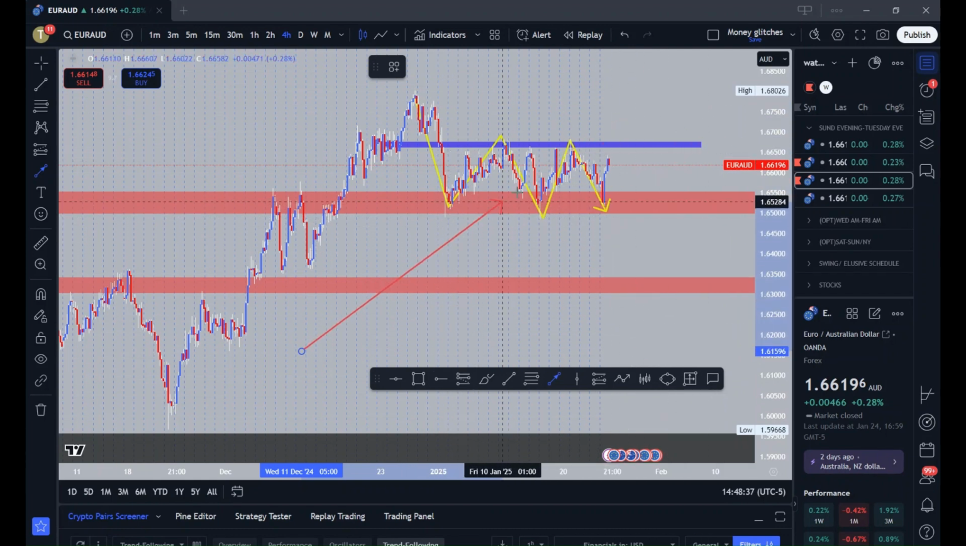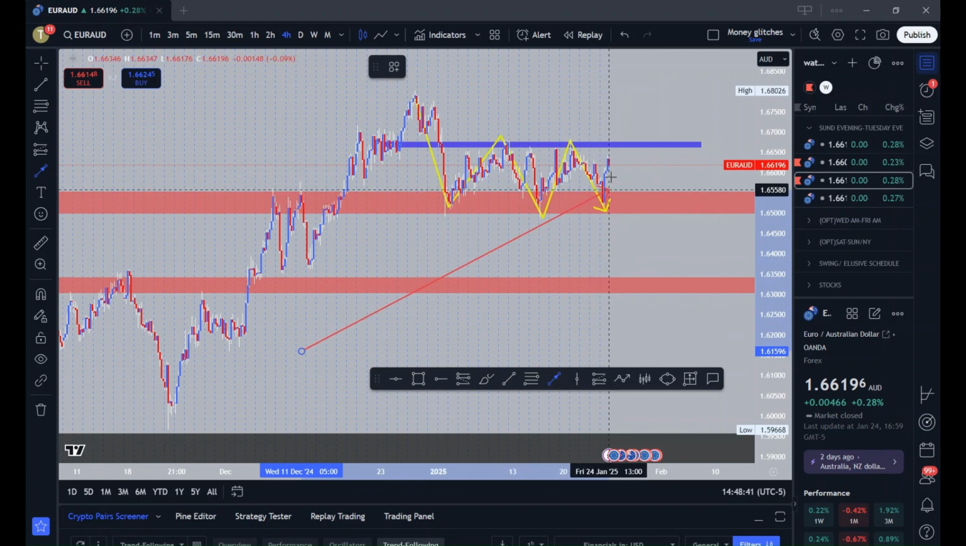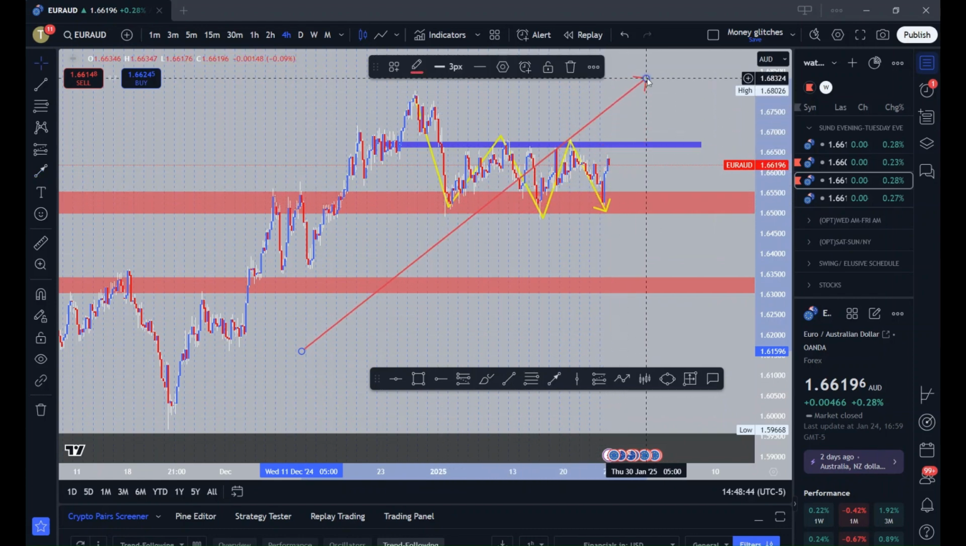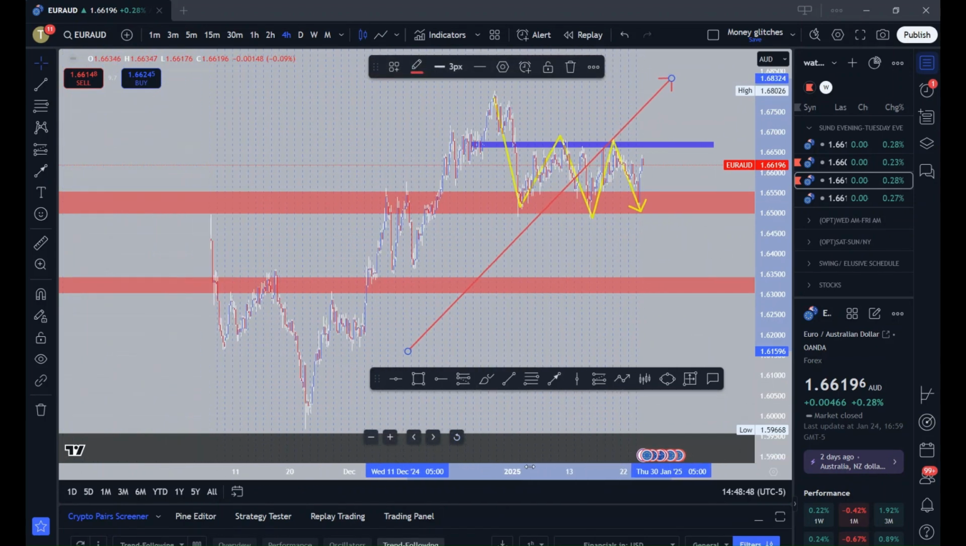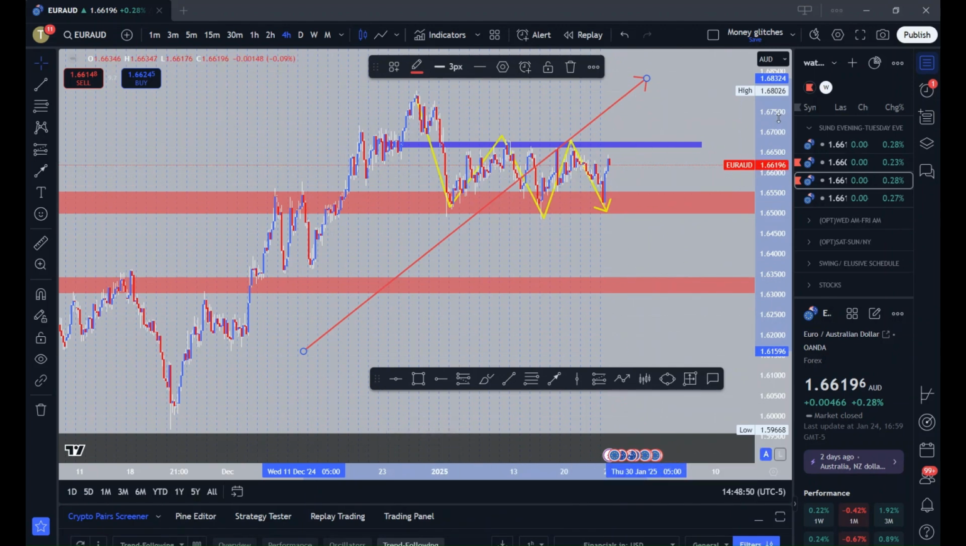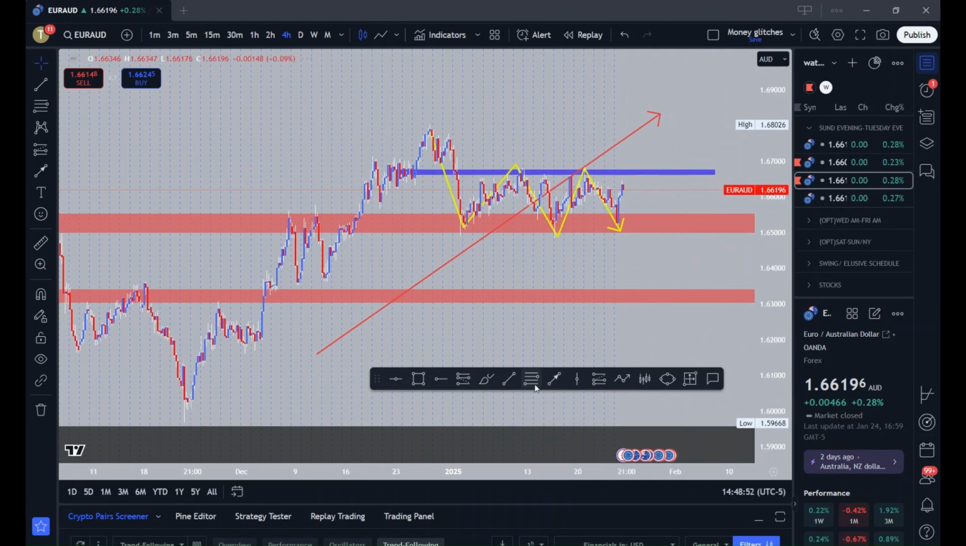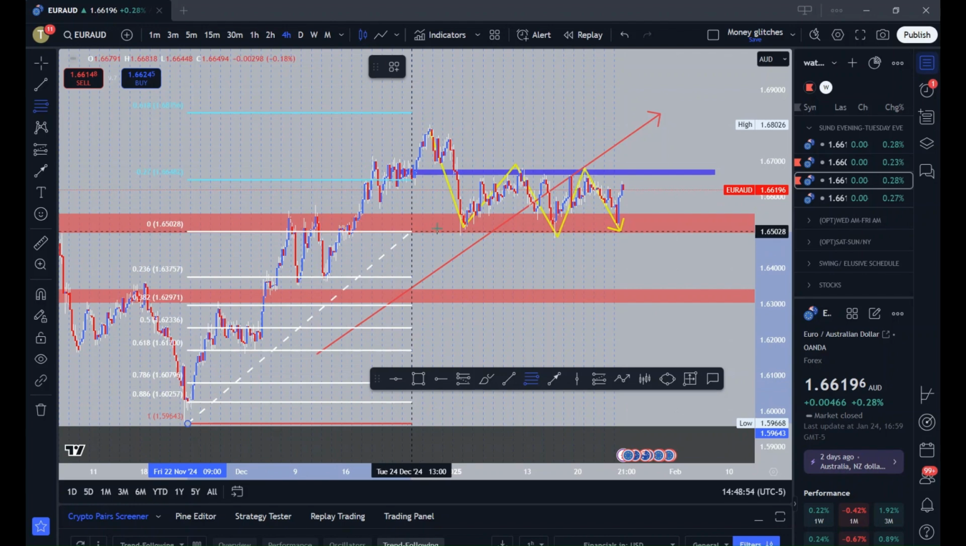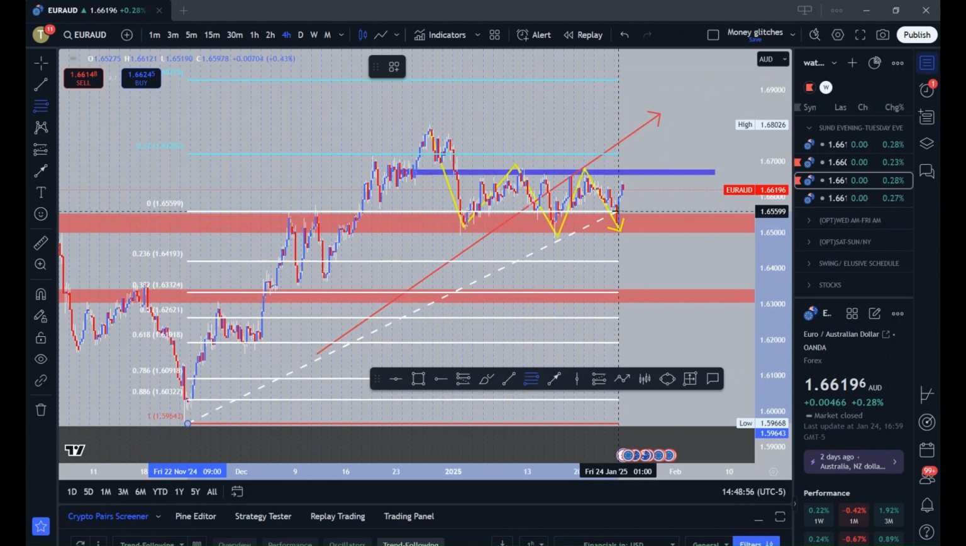But dealing with this triple bottom right here, it may end up sweeping these highs and going higher into more of a buy structure. But I'm still undecided. I'm staying dynamic on what's going on.